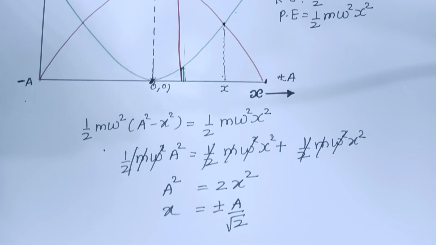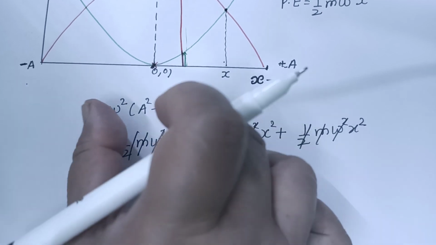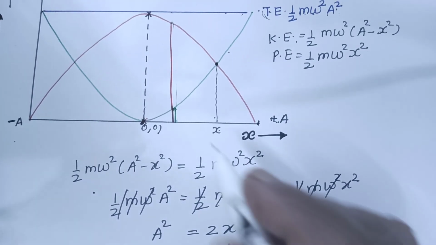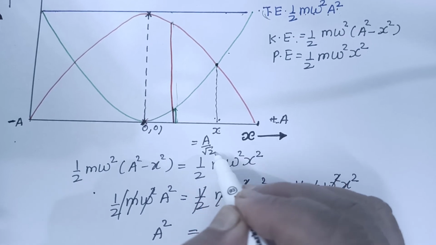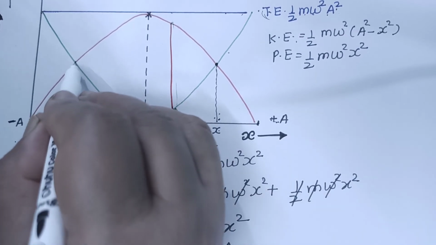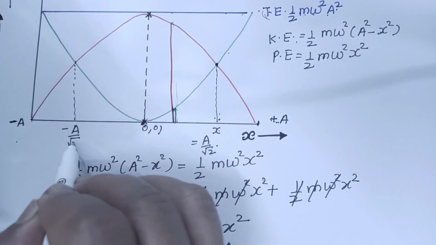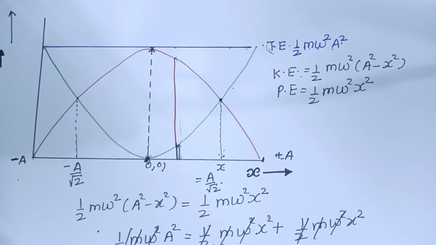So this is the position, x is equal to plus minus a by root 2, where kinetic energy is exactly equal to potential energy. So this point where the two curves are intersecting, this is a by root 2 at this side and minus a by root 2 at this side. So this is all about the energy possessed by a particle performing simple harmonic motion.